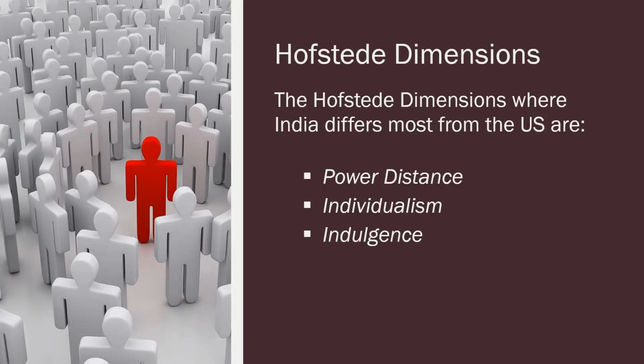The main differences between India and the United States on the Hofstede analysis are power distance, individualism, and indulgence. India scores high on power distance, meaning employees will depend on a supervisor to provide direction and that managers can count on obedience and loyalty of their team members.